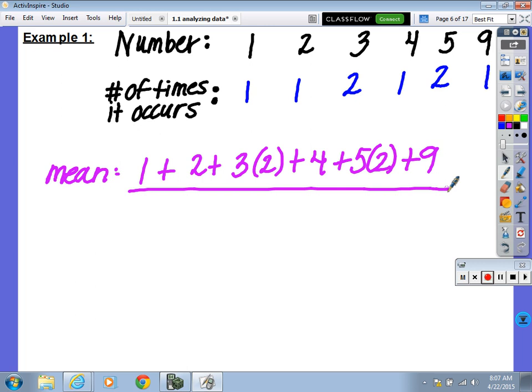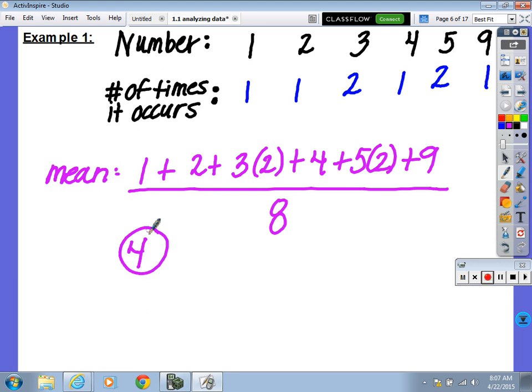Now remember to be careful because there were really 1, 2, 3, 4, 5, 6, 7, 8 points in our entire data set. So if you sum up the top and then divide it by 8, you're going to get 4. So our average, our mean, is 4.